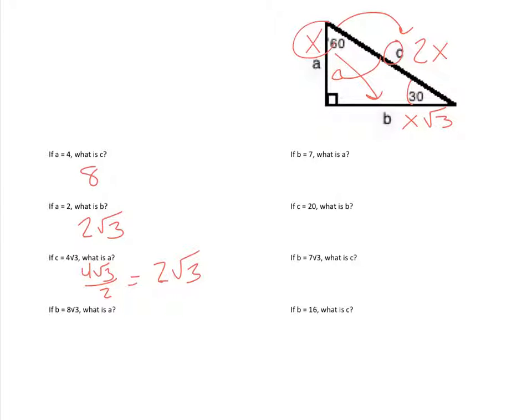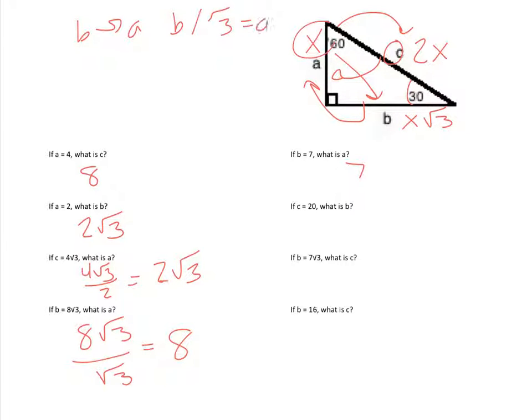Here, B is 8 square roots of 3. What is A? So there's 8 square roots of 3. So from A to B, we multiply by the square root of 3. When we go back, you divide by the square root of 3. So we divide and we just get 8. If B equals 7, what is A? So this one's a little trickier because when we go from B to A, we're going to take B divided by the square root of 3 is going to equal A.